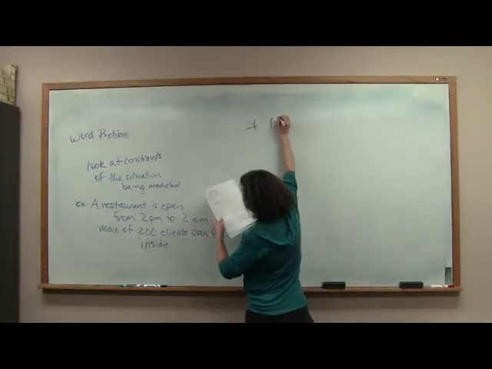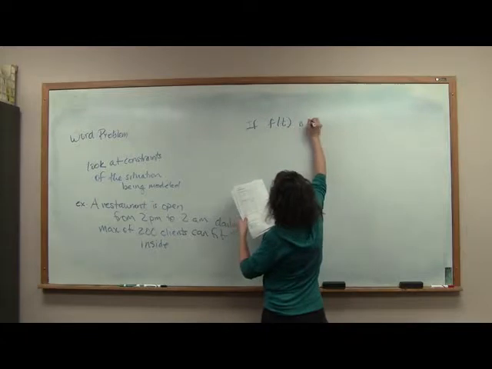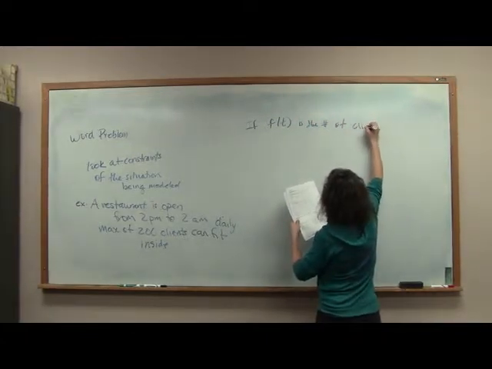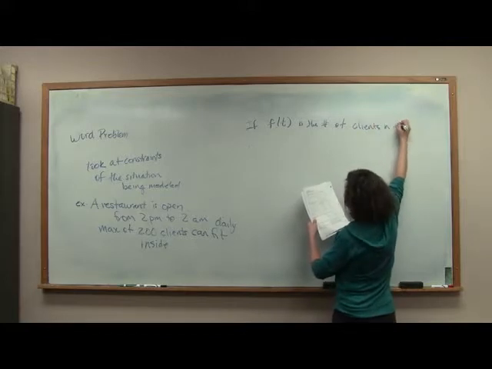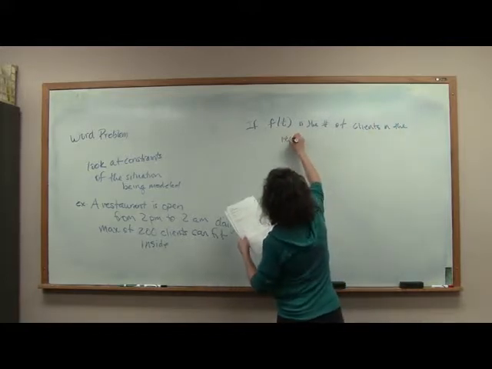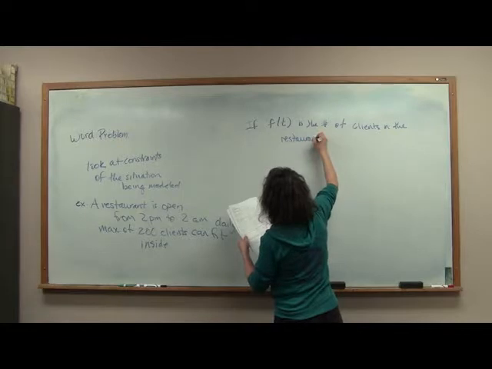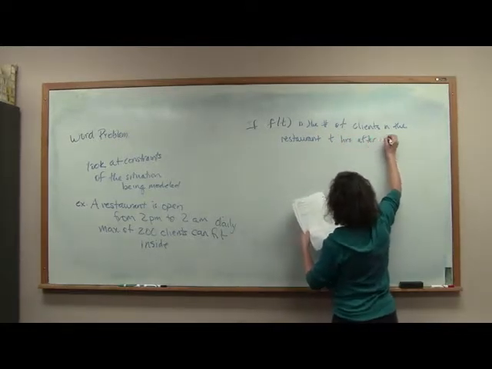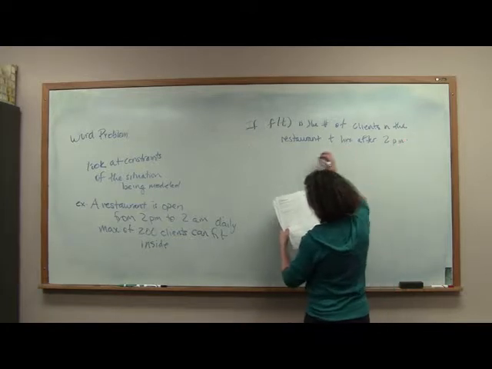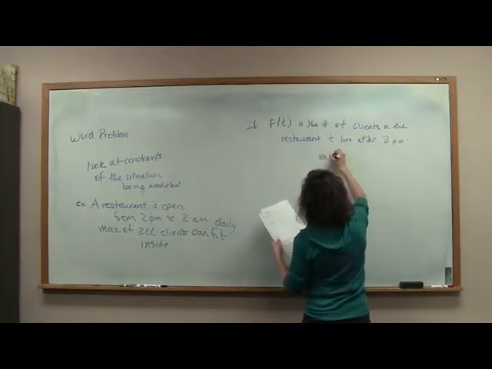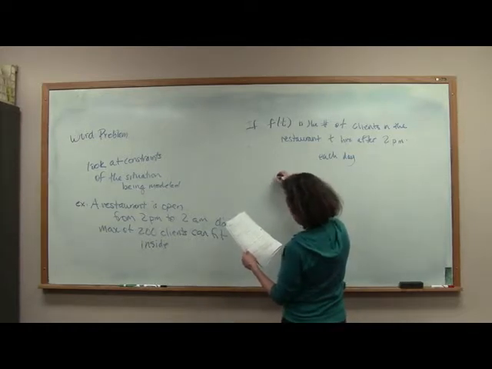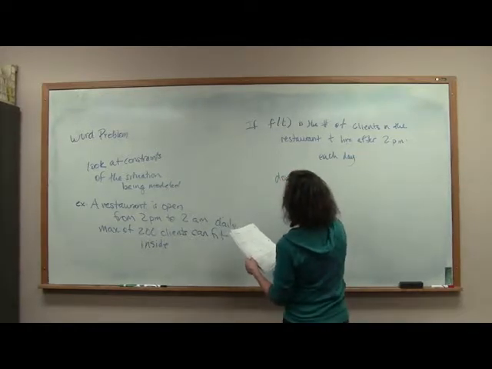If f of t is the number of clients in the restaurant t hours after 2 p.m. each day, what we want to do is give a reasonable domain and range.